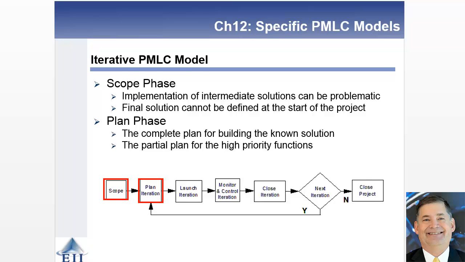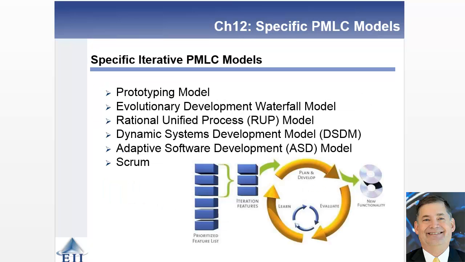So during that scope and plan phase, you're going to come in and, to the extent possible, work through what you do know about the solution, and try to make sure that you have that documented before moving forward. And then in the planning phase, you build a plan for that known solution, and then a partial plan for high priority functions that you're going to try to accomplish during that iteration. And remember, you're going to come back to this plan phase multiple times during different iterations.